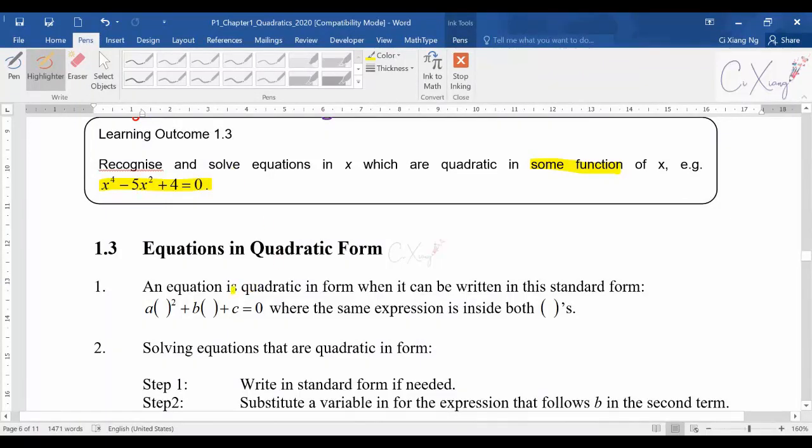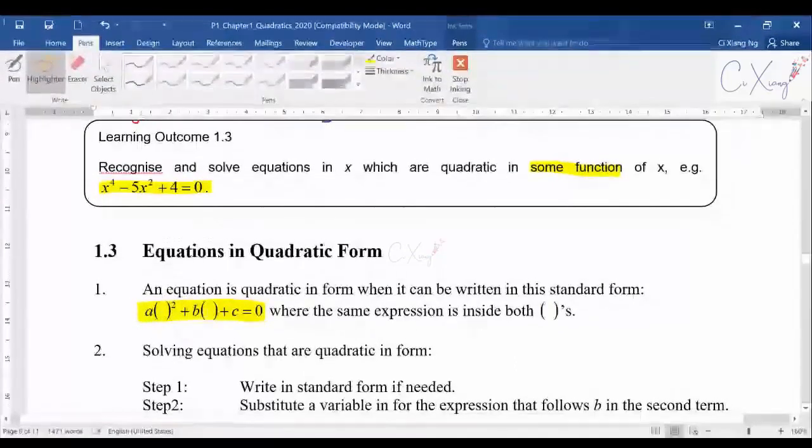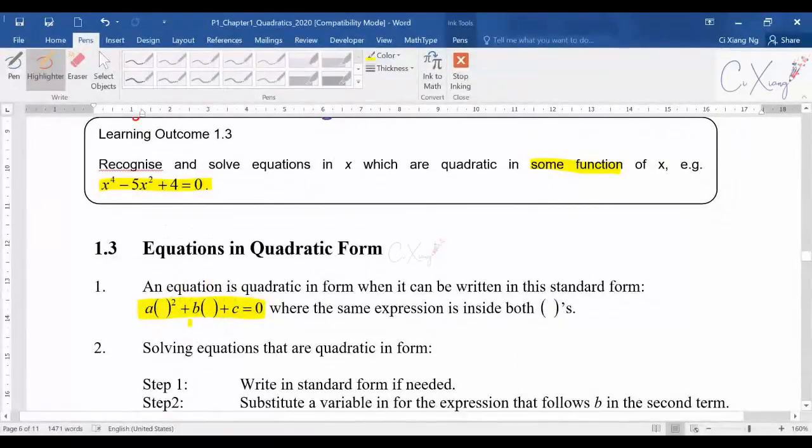So when you look at one equation and realize that you can put it into this pattern, a (bracket) squared plus b (bracket) plus c, and in the bracket it must be exactly the same thing, we call this a quadratic form equation. All of these patterns you can solve by using quadratic methods, such as factorization, or the quadratic formula if you want.